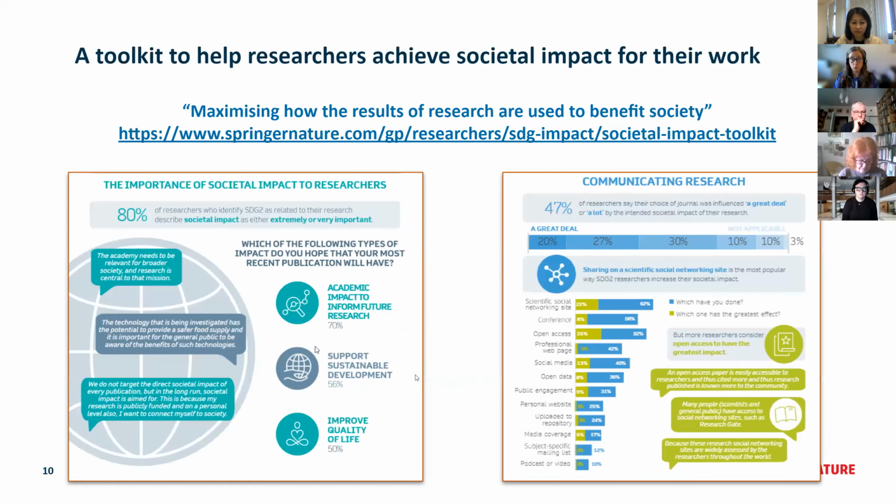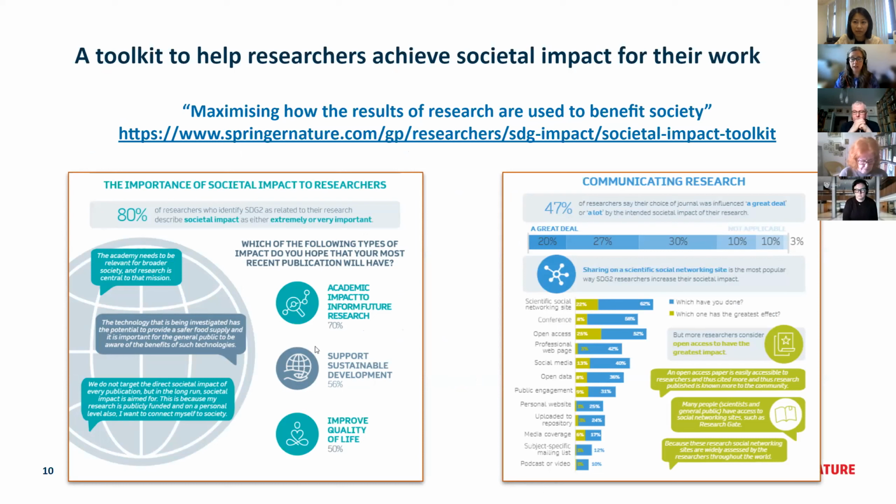We also wanted to find out more about how the researchers who are publishing their work with us feel about the importance of their research having impact outside of academia. So is this something that actually our authorship base cares about? And how do they go about achieving societal impact for their work?